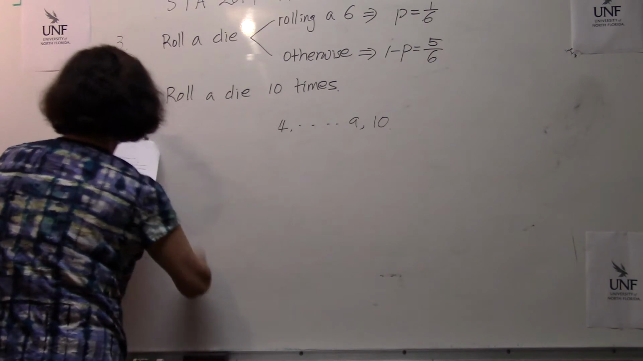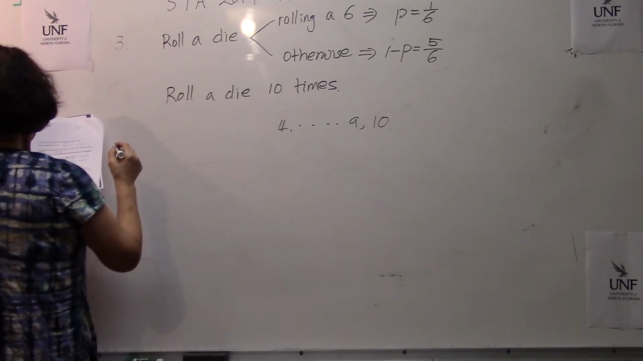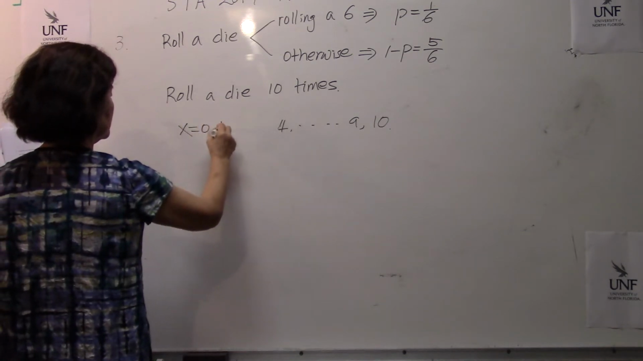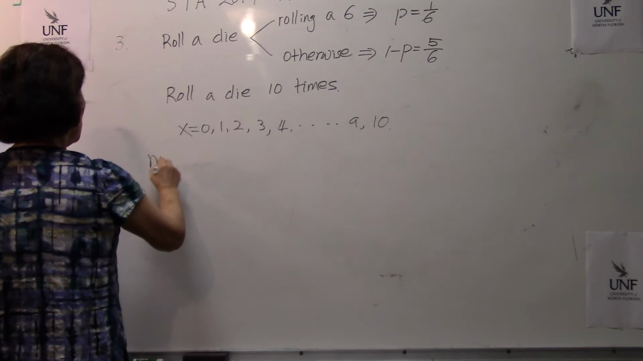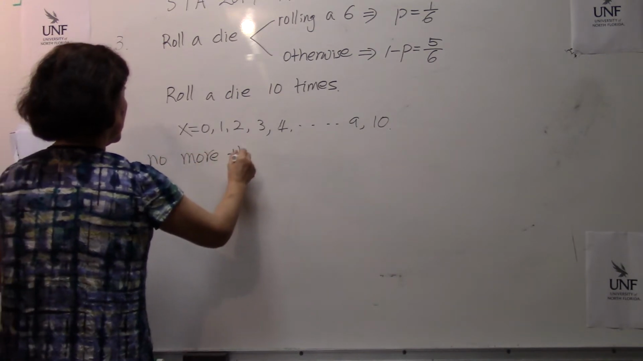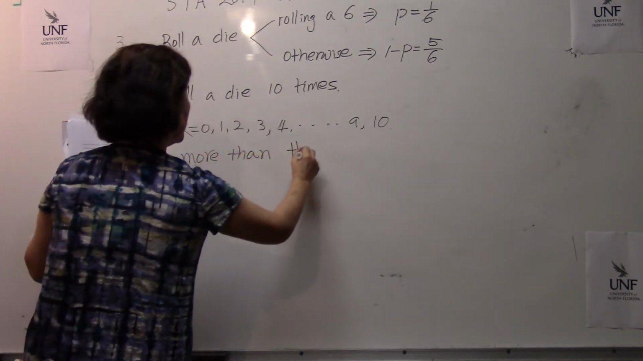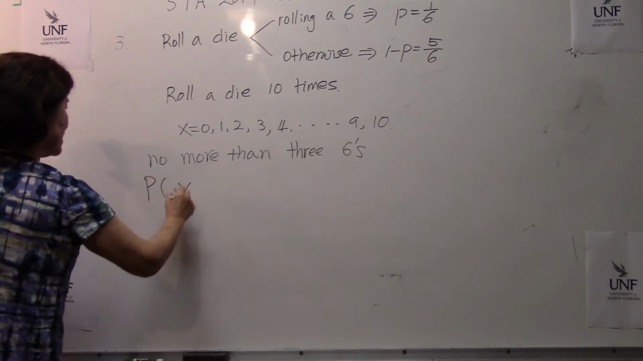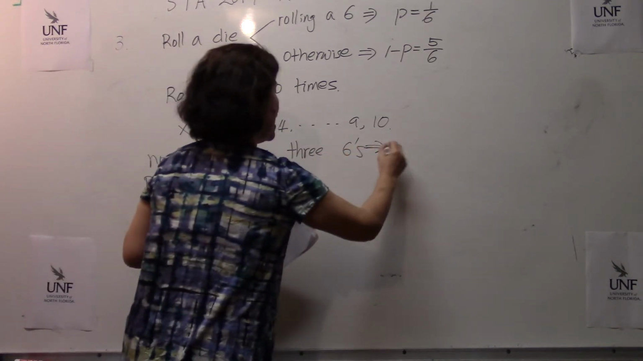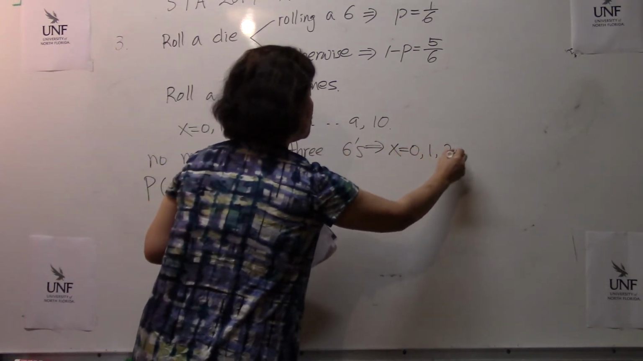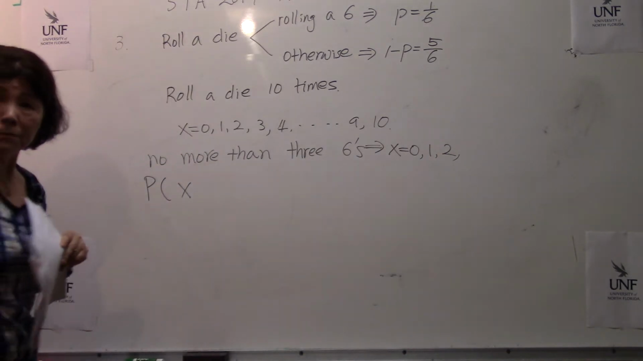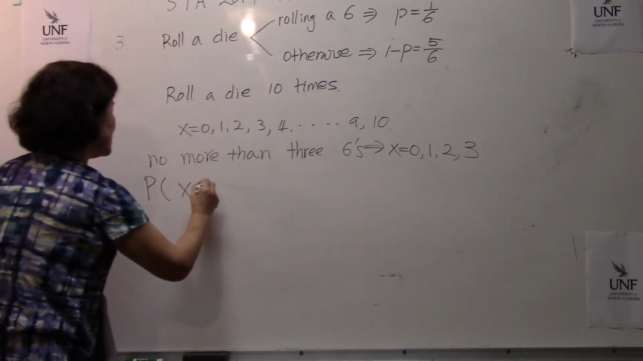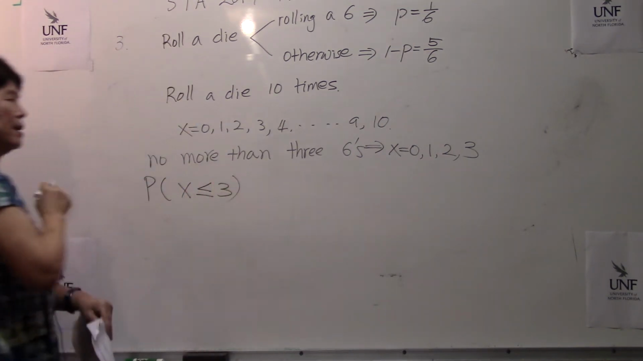Next one is getting no more than 3 6s. So what does that mean? Probability that x is, well, that means x could be 0, 1, 2. What about 3? Is 3 allowed? Yes, because no more than 3 allows 3. So x is less than or equal to 3.